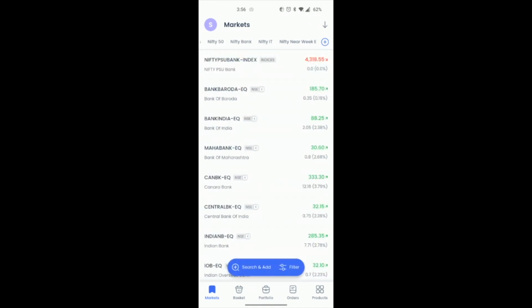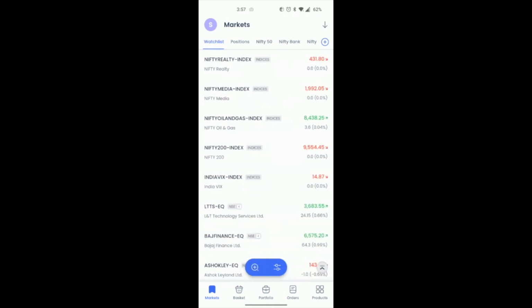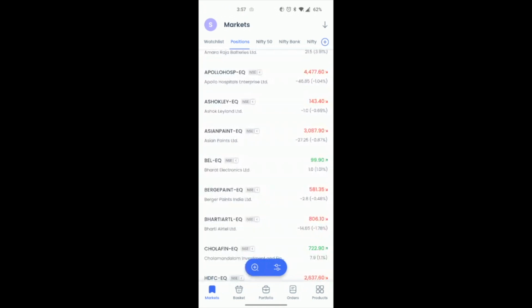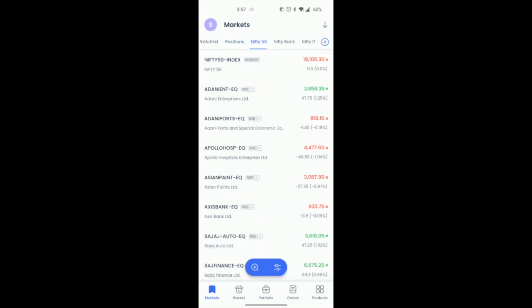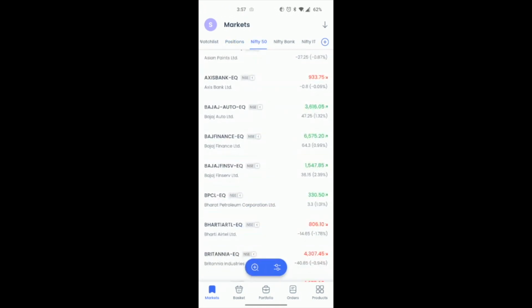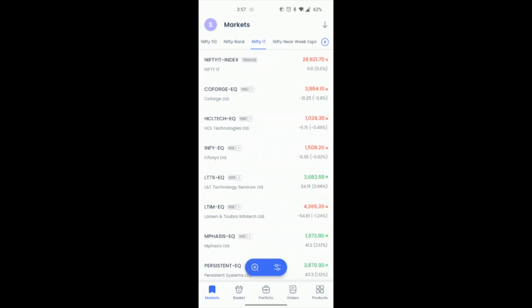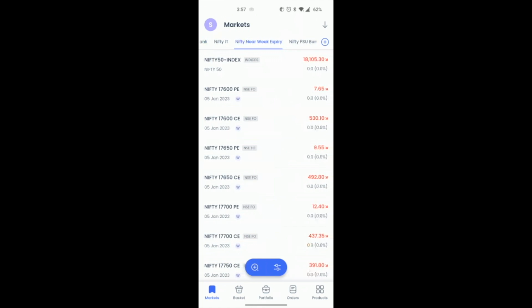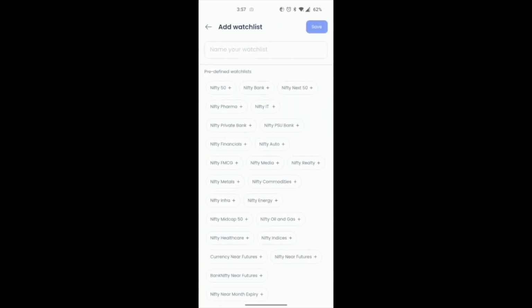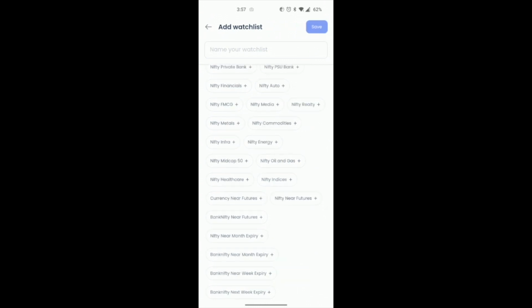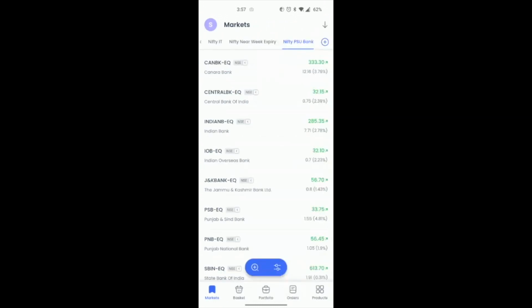Similarly, you can also create, let's say, a watch list here. Let's say I have created one watch list for trading purpose. Here you can see the positions as well, and here Nifty 50 companies, you can see that, Nifty bank you can see here, and Nifty IT you can see here, Nifty near weekly expiry you can see here, Nifty PSU banks you can see here. So similarly, you can add as many watch lists as you want to add. So this is what the feature is all about in the markets.